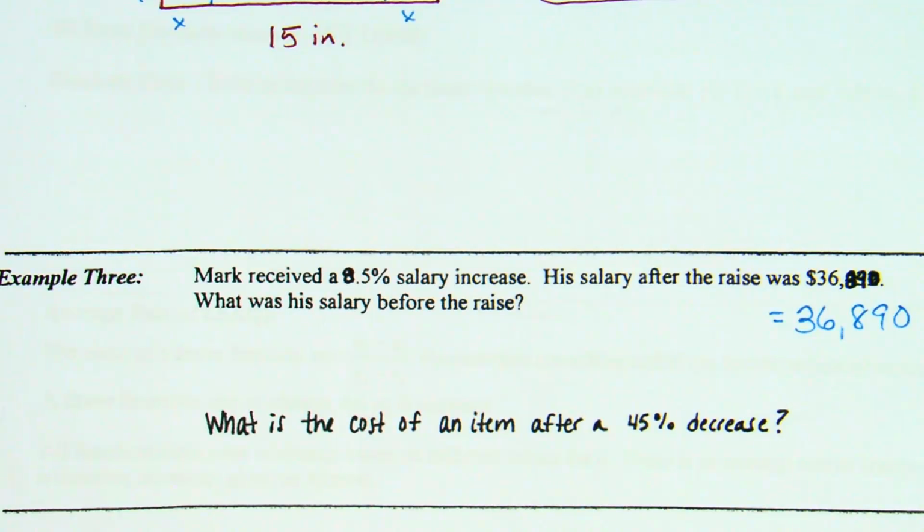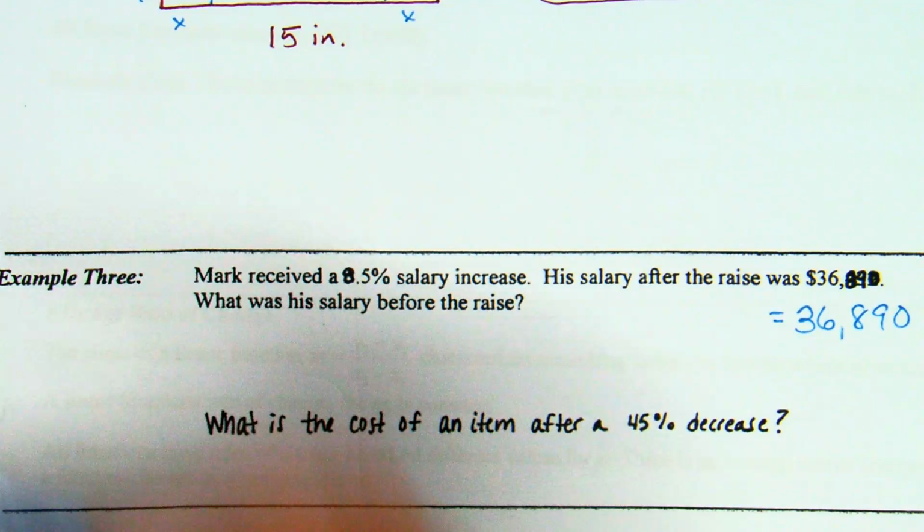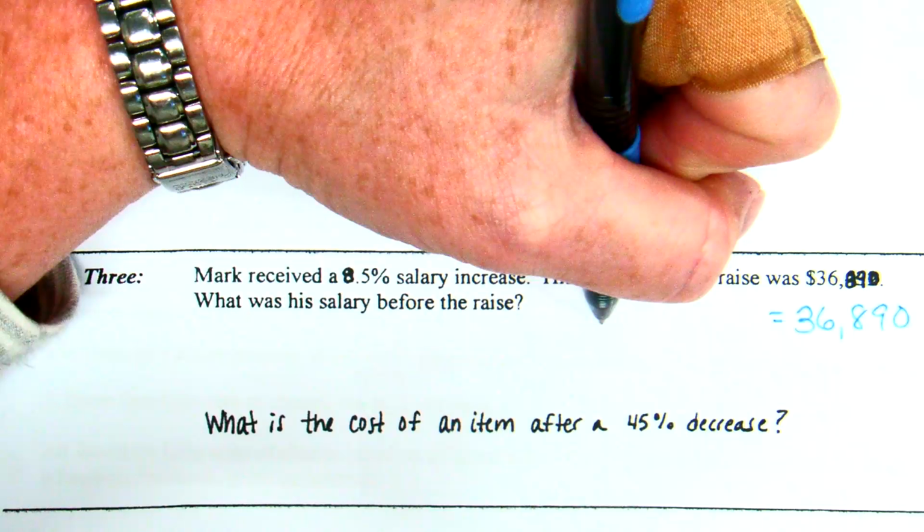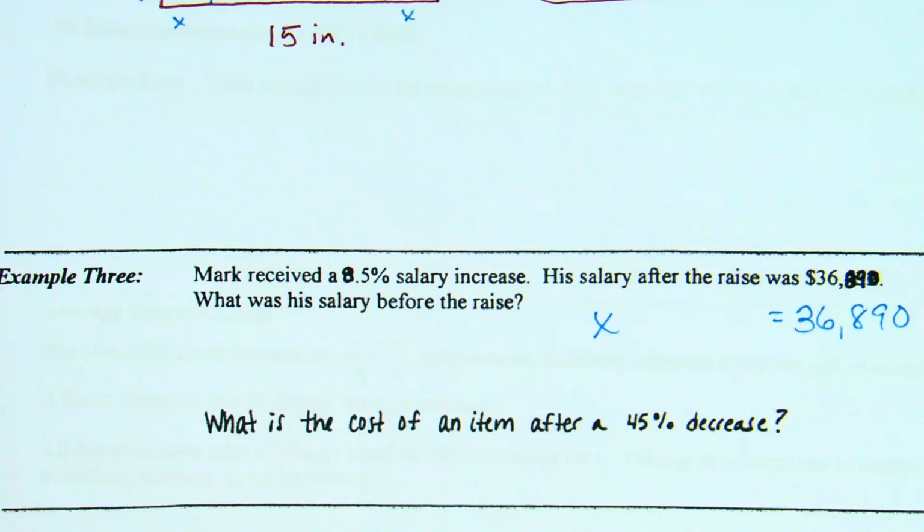Do we know what his salary was before the raise? No. So what can we use for his salary before the raise? X. And so I'm going to use X for my salary before the raise. Now, you have your salary before the raise, and then what do you have to have? Plus your raise. So your original salary plus your raise has to equal $36,890. If your salary was X, how do you find your raise? If it says I'm getting an 8.5% salary increase.